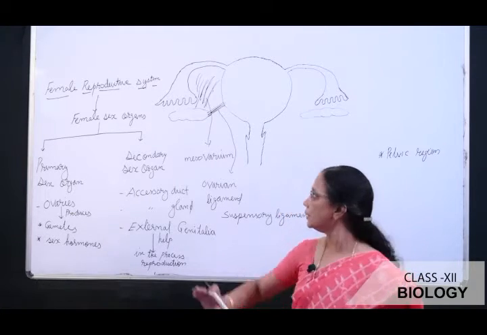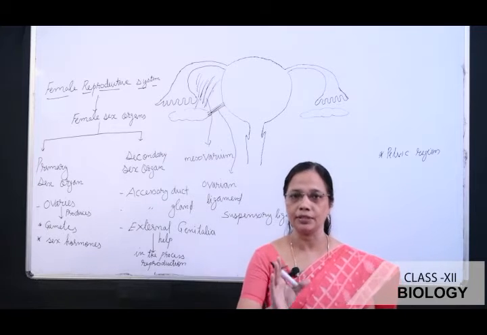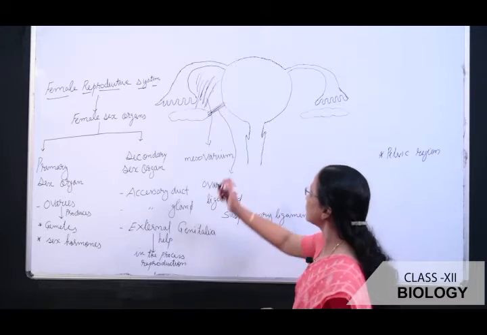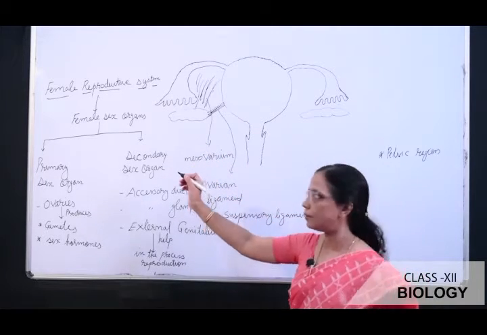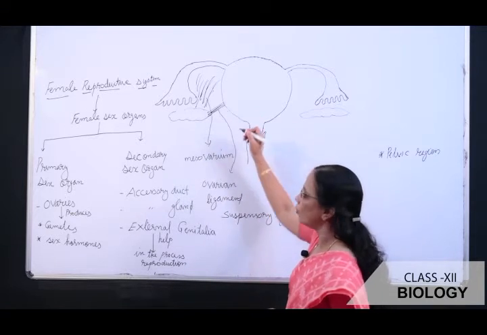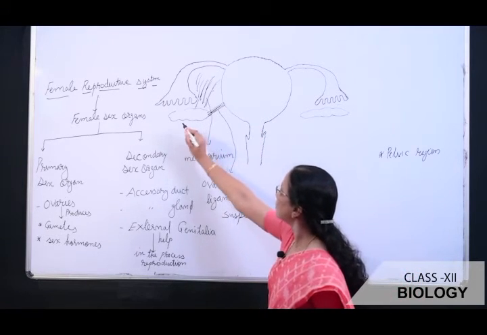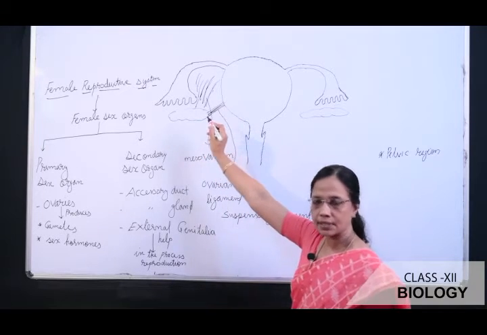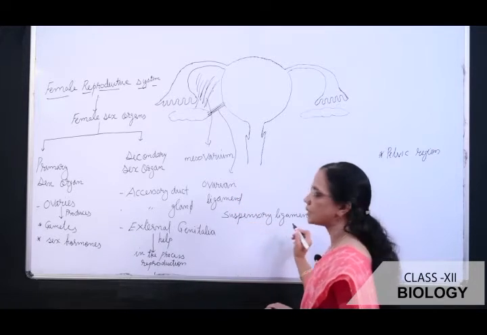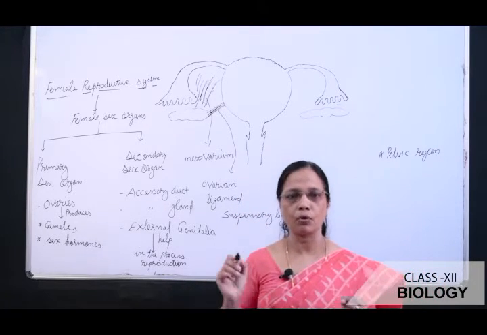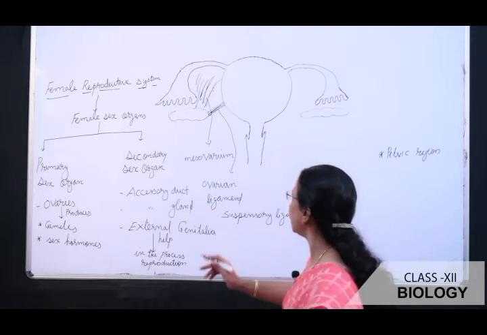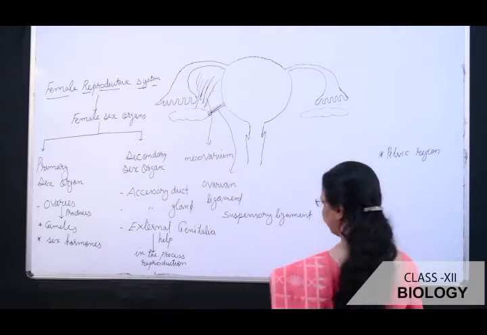So what you have seen is that this ovary is fixed in the pelvic region by means of three supporting tissues. First is the double fold of peritoneum, that is called the mesovarium. The second is the ovarian ligament, which fixes the ovary with the uterus. And the lateral one is the suspensory ligament, which supports the ovary with the lateral wall of the pelvic region. Now we will study in detail about this ovary.